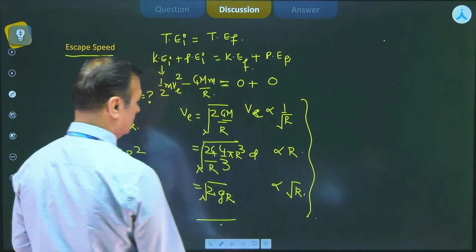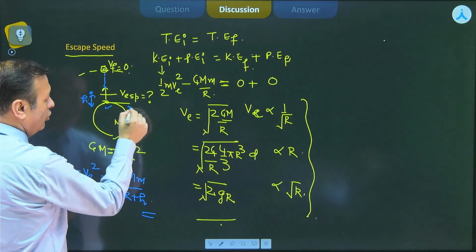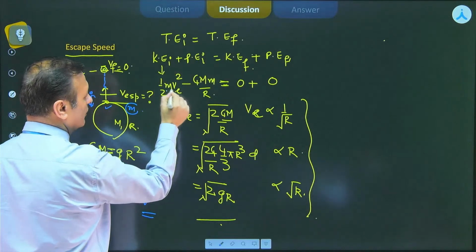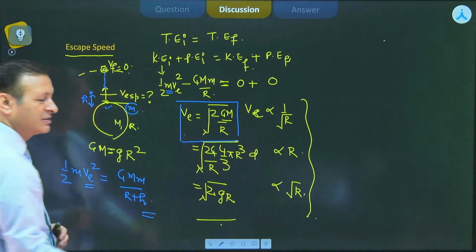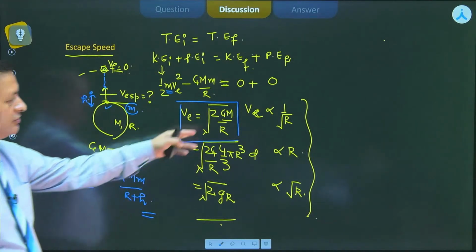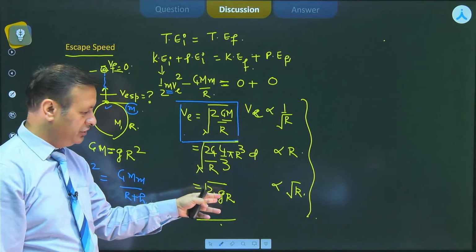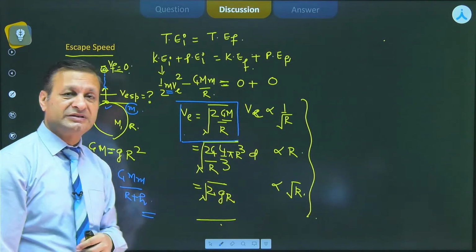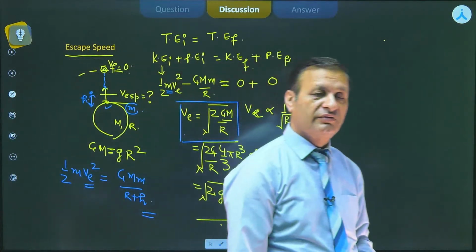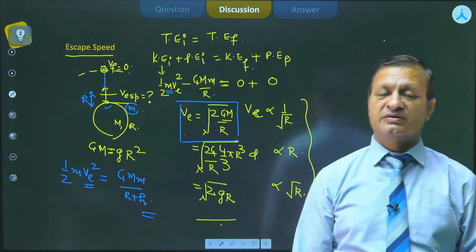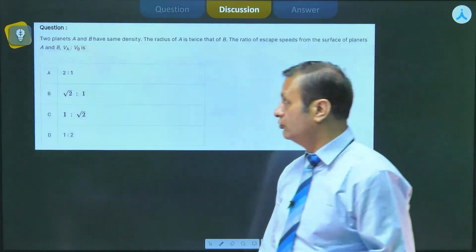If you look at this formula, the mass of the object, this one. So escape speed is independent of the mass of the object. It depends only on the mass of the planet, that is Earth. Here it depends only on g and the size, and here it depends on size and the density. So just by keeping all the formulas intact, you can answer varieties of conceptual questions and varieties of numericals also. Let's move to the numerical.